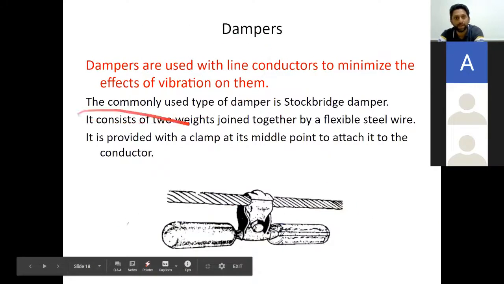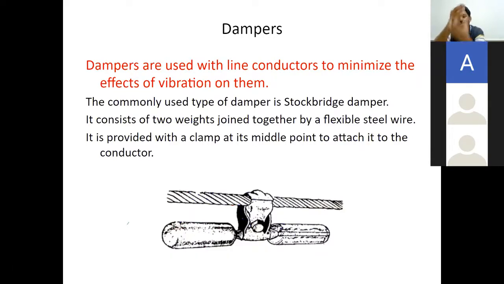Second is the damper. Damper is a shape like this. When you travel outside, if you go near a transmission line, you can see a shape like this. This is used to reduce the vibration. When the wind comes, the line will vibrate. To reduce that vibration, some weight is hung on it so that it cannot vibrate much. So the one which is used to reduce vibration is called a damper.